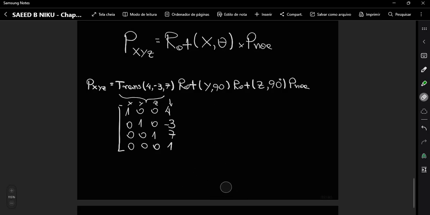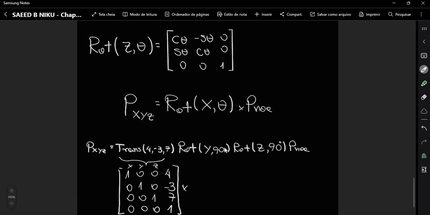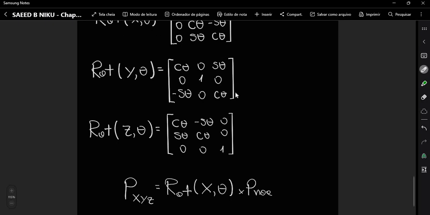And for a pure rotation above the axis y, substituting right here this term, cosine of 90 equals 0, and sine of 90 is equal to 1.